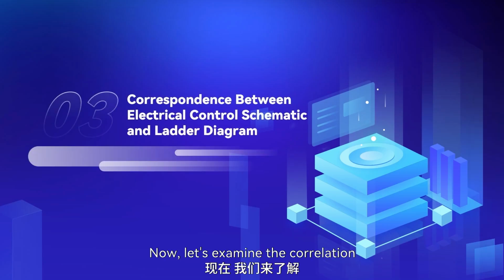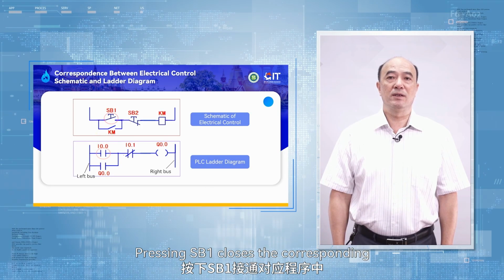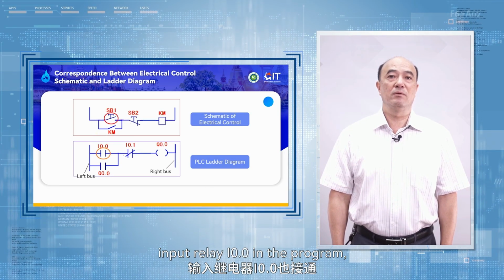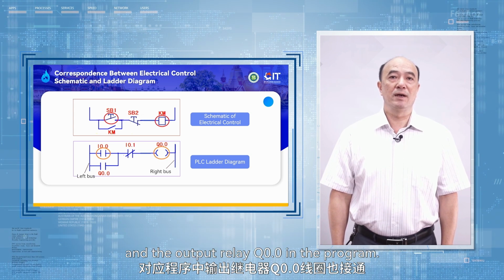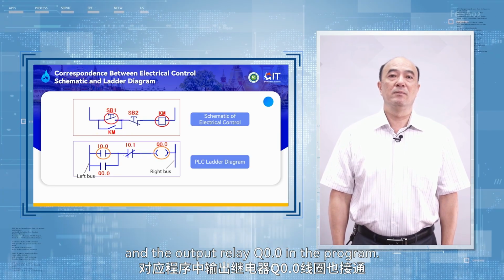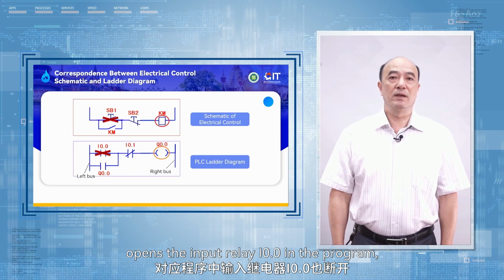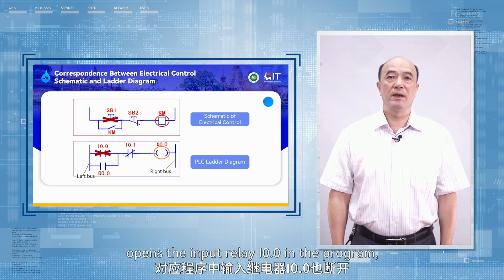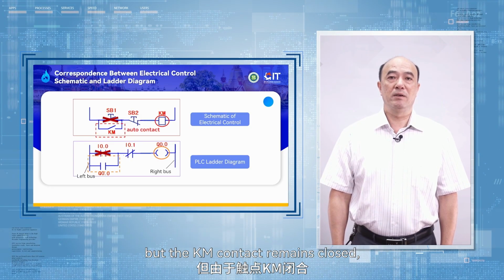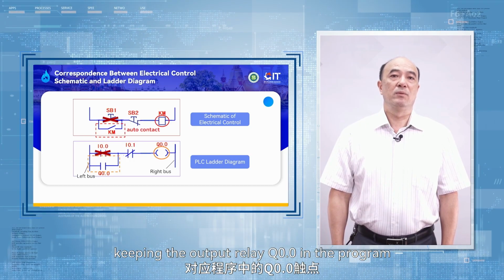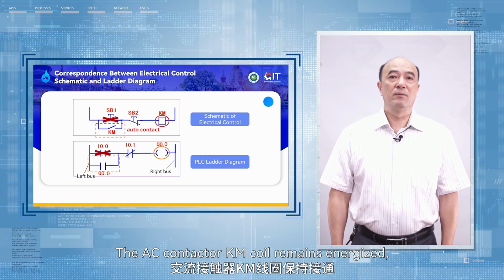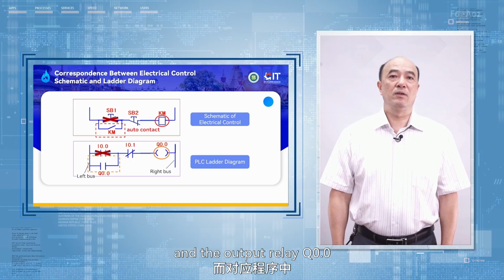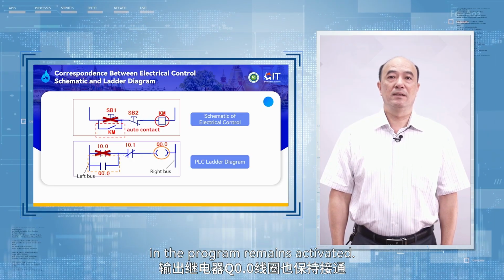Now, let's examine the correlation between relay control circuits and ladder diagrams. Pressing SB1 closes the corresponding input relay I0.0 in the program, energizing the AC contactor KM coil and the output relay Q0.0 in the program. Releasing SB1 opens the input relay I0.0 in the program, but the KM contact remains closed, keeping the output relay Q0.0 in the program closed as well. The AC contactor KM coil remains energized, and the output relay Q0.0 in the program remains activated.